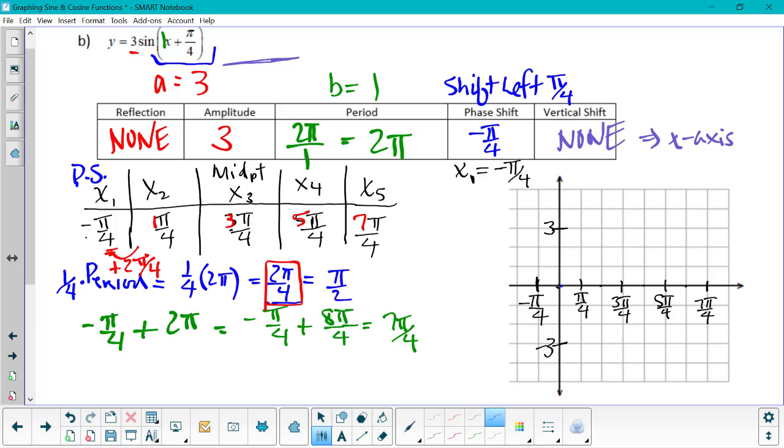Now you just have to be careful here that you start at the phase shift. At -pi over 4, the graph of sine is on the midline, which is the x-axis. At 1 pi over 4, which is the quarter, we're up at the max. 3 pi over 4 is our midpoint, we're back at the midline. 5 pi over 4 is our 3/4 point, we're down at the min. And 7 pi over 4 is our ending value, we're back at the midline. And there's the first cycle of this function.